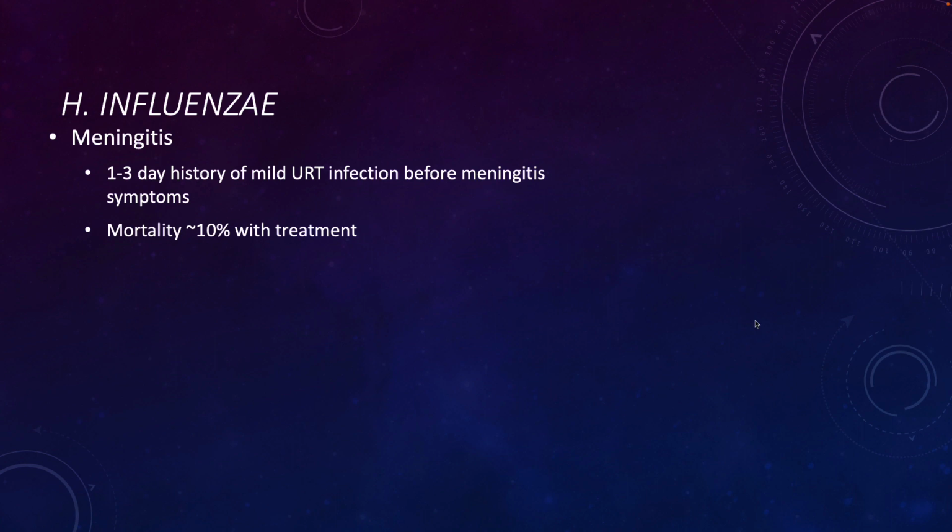So do not think about these organisms as isolated organisms. Think about the types of disease. Okay, well, what causes meningitis? What causes diarrhea? What causes a rash? How do you differentiate those things?